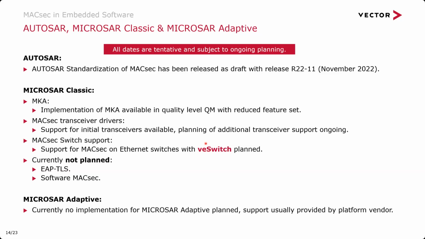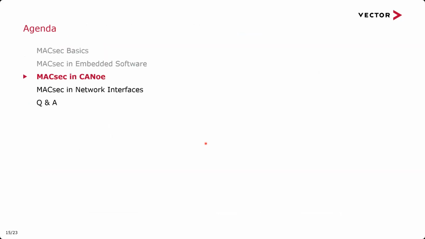MACsec switch support is currently quite a hot topic, and there we plan to introduce support into our vSwitch solution so that it's possible to use MACsec within switches as well. What we currently do not have planned is an implementation for EAP-TLS, mainly because of the performance impact that we see for using EAP-TLS at startup. We also do not have planned a MACsec implementation in software for when you don't have a MACsec-capable transceiver, because usually the performance of such an approach is not sufficient. And for the Adaptive side, we also currently do not have an implementation planned. So that's it from my side, and I would hand over to Julia for the CANoe topics.